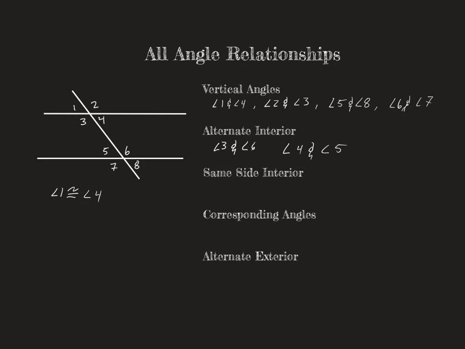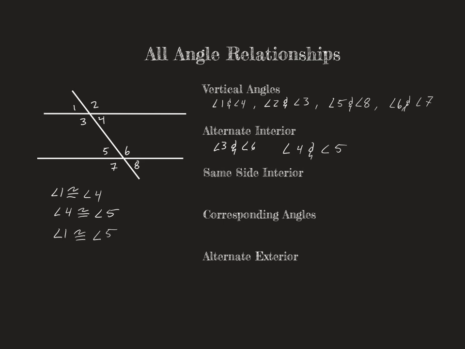So that means that angle 4 is congruent to angle 5. So we can actually say that angle 1 is congruent to angle 5. And if you look at it, they're actually going to be the corresponding. They're in the same location. So that's how we prove that they're going to be the same.